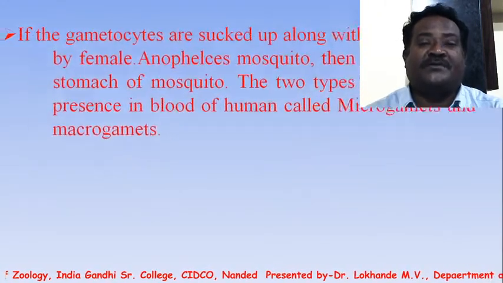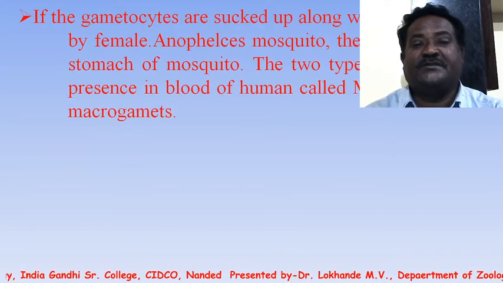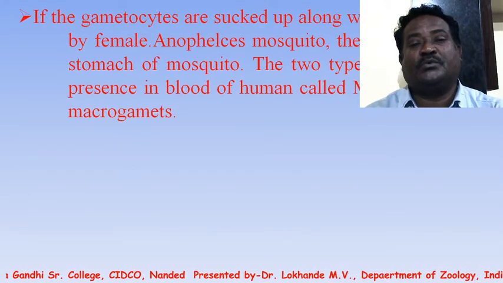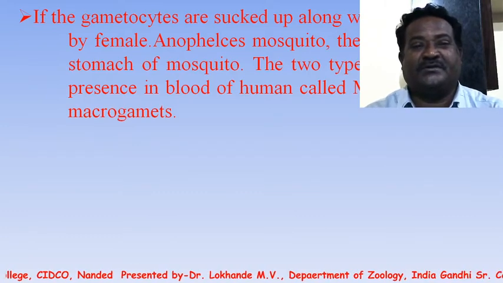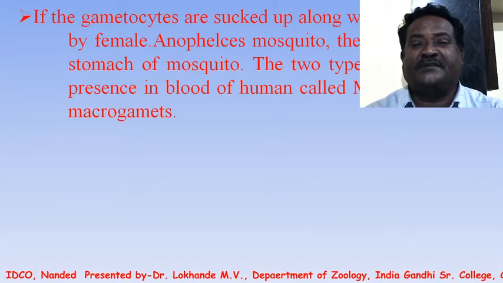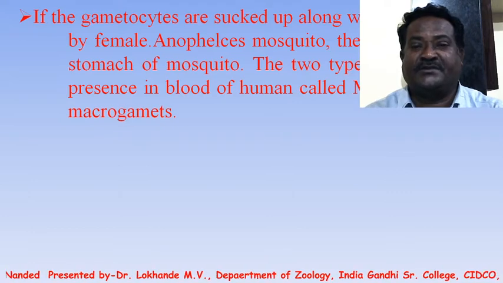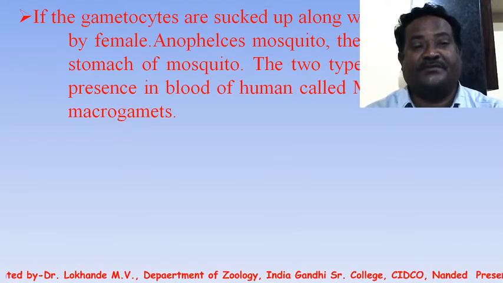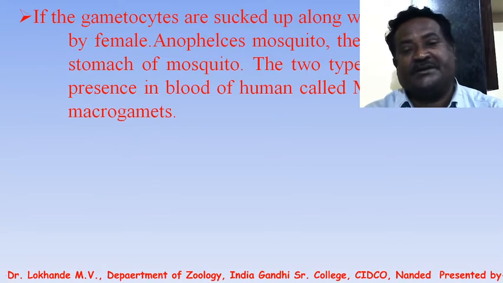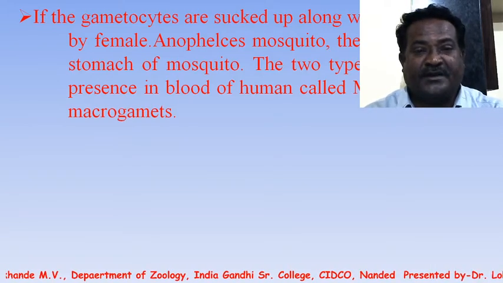Now let us start. It presents two cycles in different hosts. So in man, it presents the asexual reproduction, and in the body of the female Anopheles mosquito, it presents the sexual reproduction.